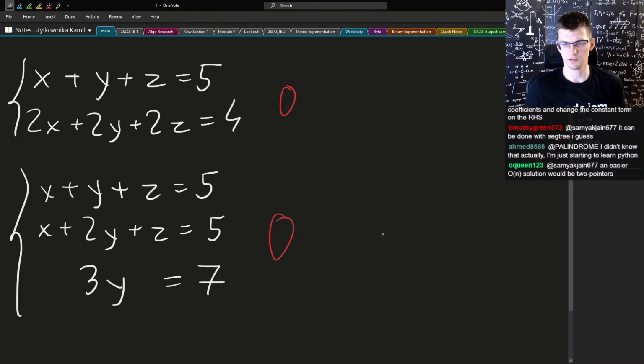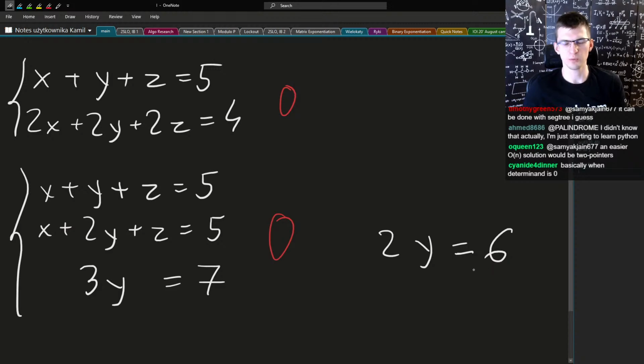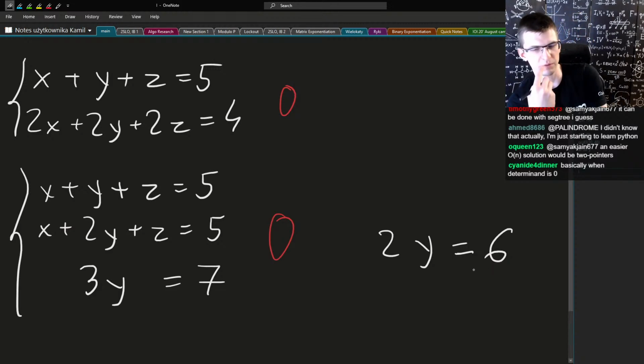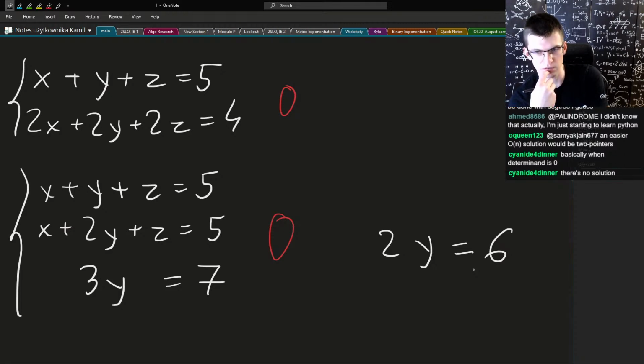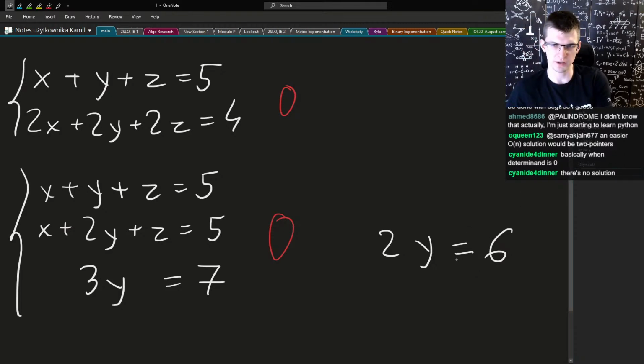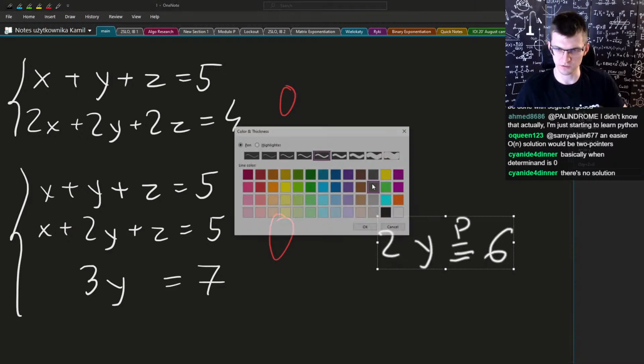But what about, actually maybe this problem is bad. What if I say 2y is equal something? Oh, but the modulo will be prime. Then it works. Is it true that for any prime p there exists exactly one inverse? Yeah, I think it does. It is true. So this has one solution, then fine.